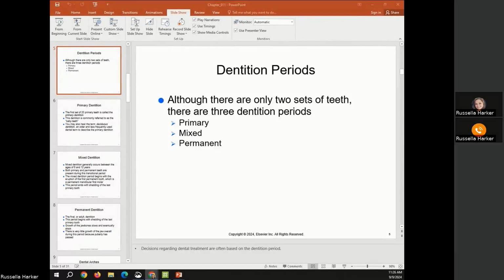Hi, we are doing Chapter 11 in the Modern Dental Assisting book. We are going over a section of it. So the first thing we're going to talk about is dentition periods.